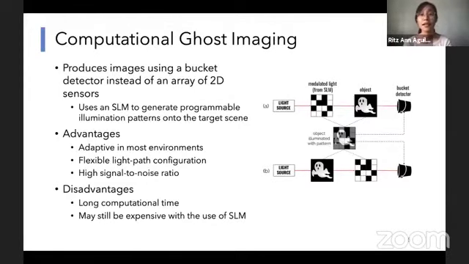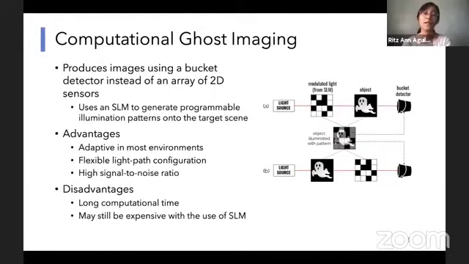So the bucket detector or the single pixel detector just collects all the reflected light from the target scene. And so the single pixel detector rather does not have to face the target scene itself. Unlike with conventional imaging, wherein the imaging sensor and the lens actually has to be in line with that of the target object. And it can also have high signal to noise ratio, well, depending on the computational imaging algorithm that you're going to use.